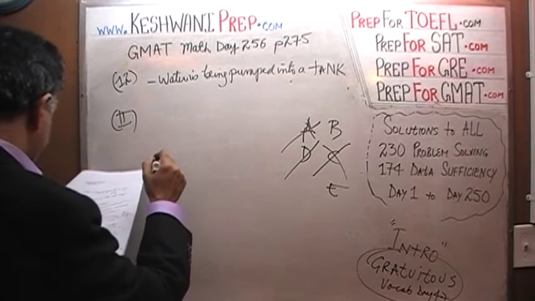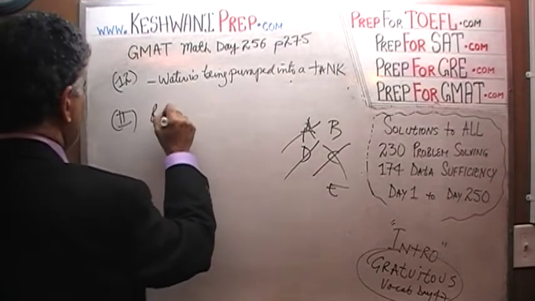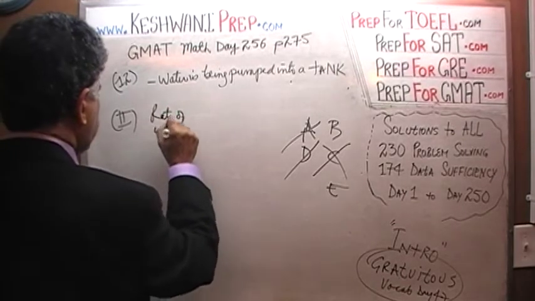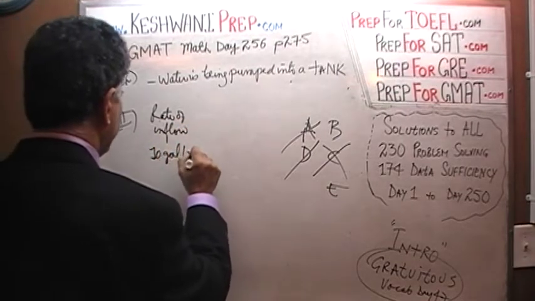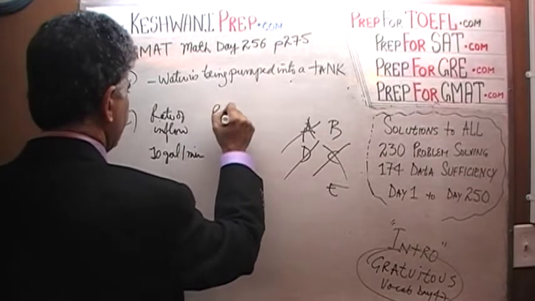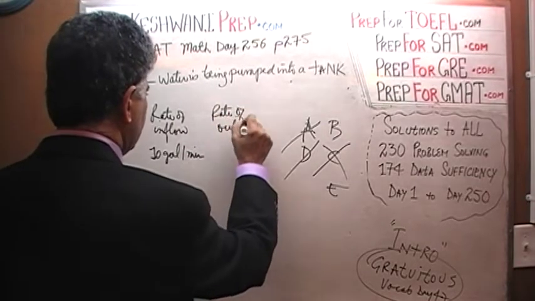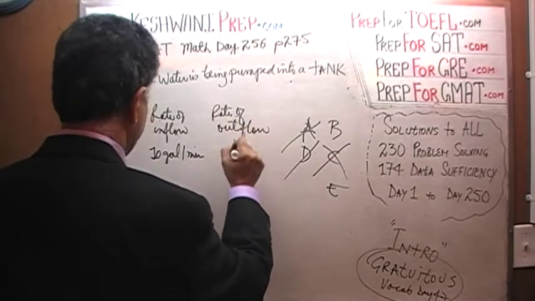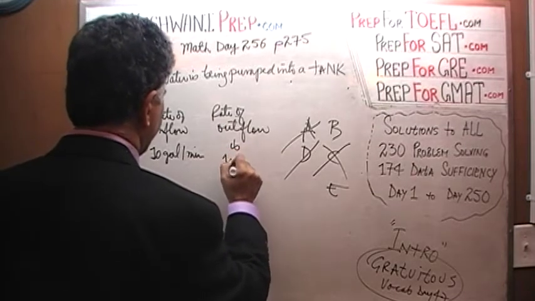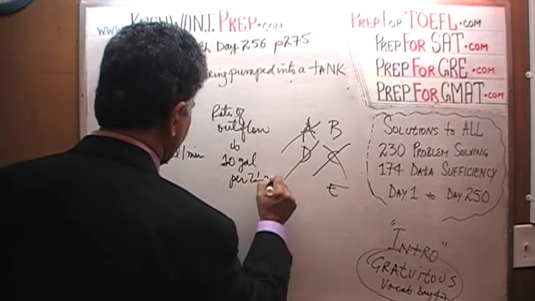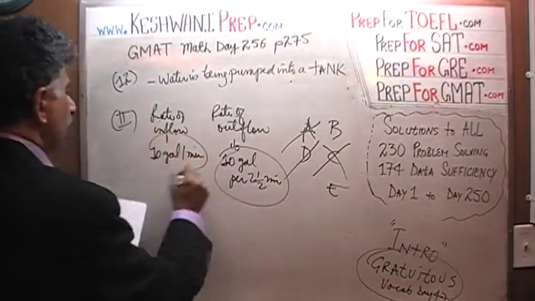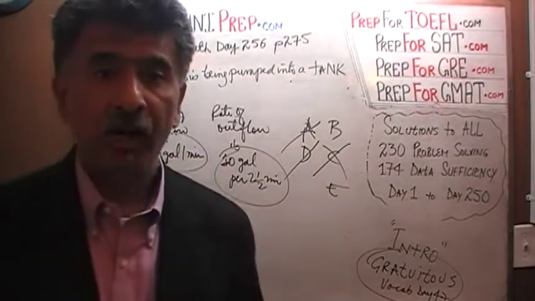The second statement tells us that the rate of inflow is 10 gallons per minute. It tells us that the rate of outflow is 10 gallons per 2.5 minutes. Well, there you go. We know the rate of inflow, we know the rate of outflow.